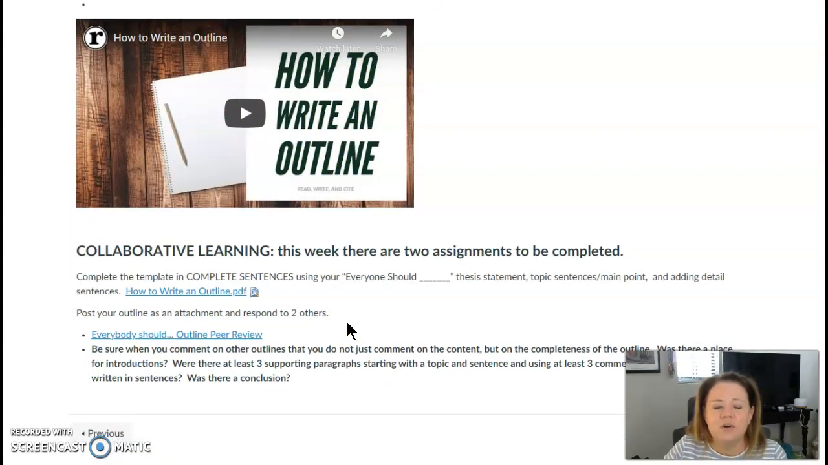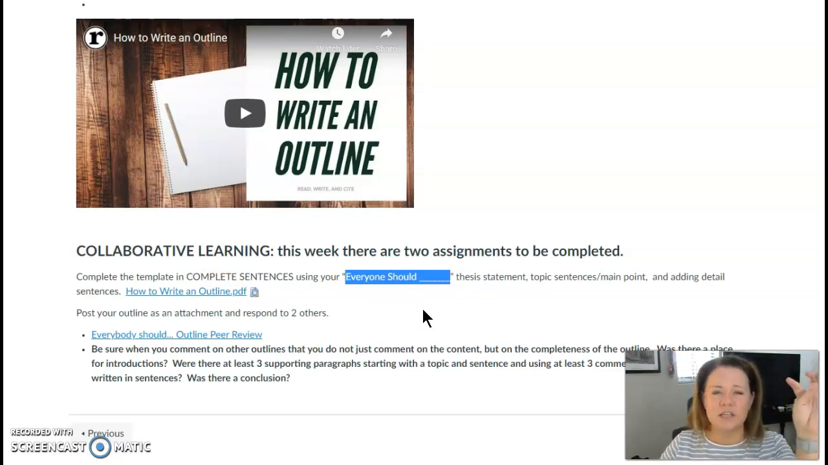But what I want you to do is write an outline for your everyone should paper. Following the format that you have in here, you'll have your introduction where you bring in some background information related specifically to your topic. You, the writer, decide how much of that your reader needs to fully understand what you're talking about. You're going to conclude your introduction with your everyone should thesis statement. It will be the last sentence of your introductory paragraph for your outline.